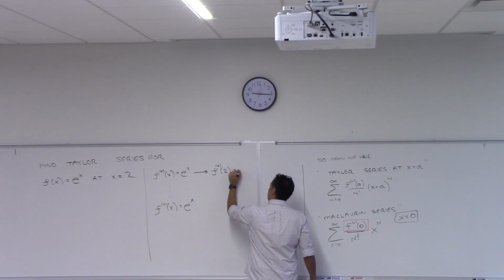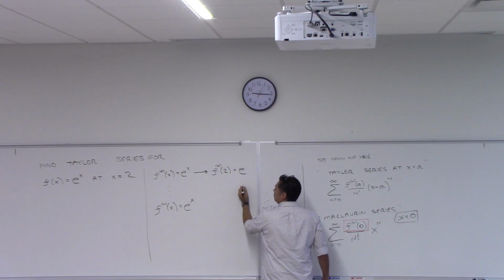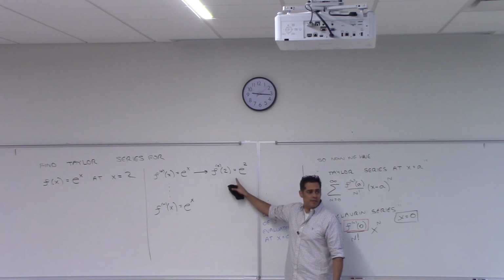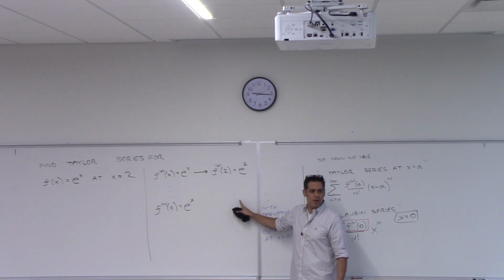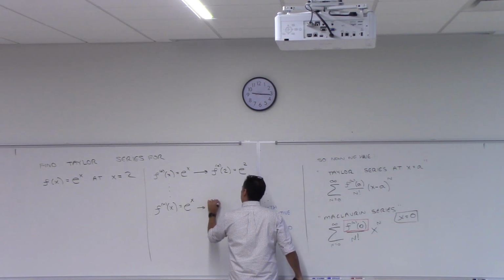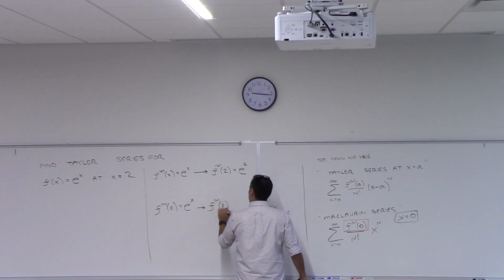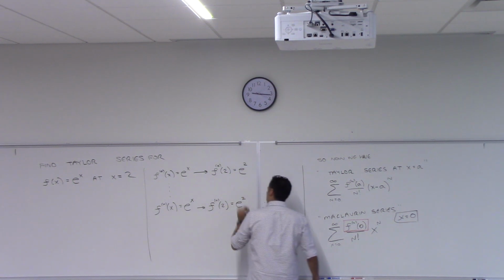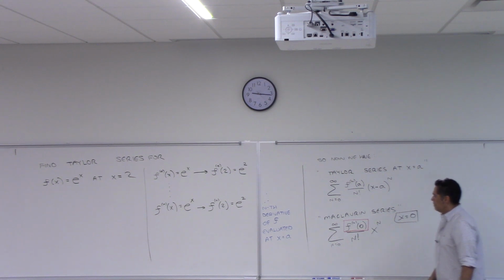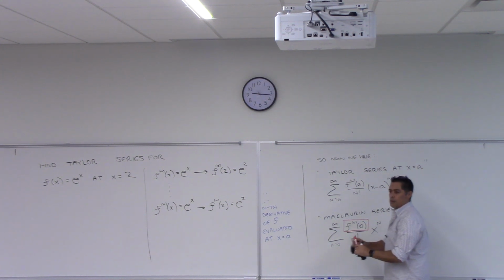So what would I get? E squared. And that would be for each one of these. For every one of these, it would be e squared, e squared, e squared, all the way to the bottom. So the nth derivative at 2 will be e squared. You all right with that?